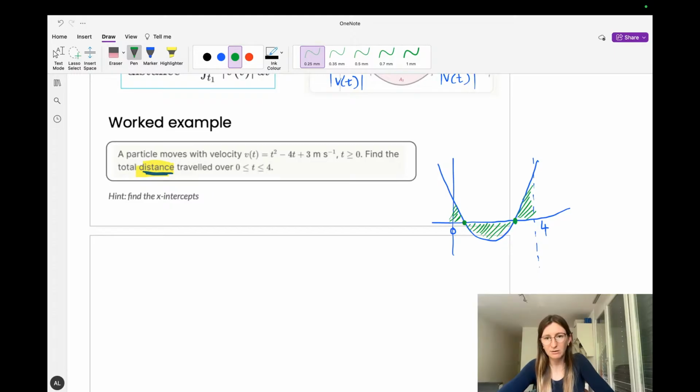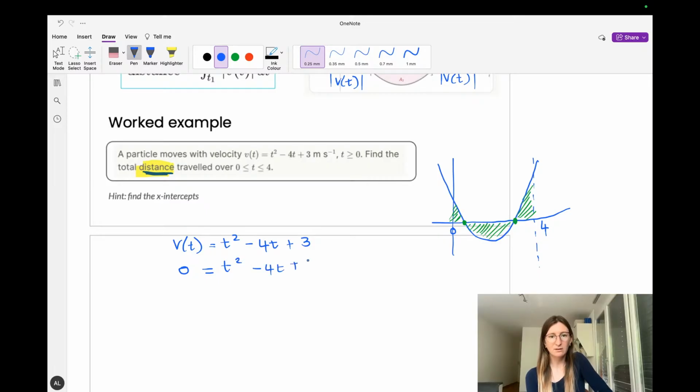I'm going to need to find from 0 to whatever that value is, from that value to that value, and then absolute value that part, and then from here to here. Because if I don't absolute value it, I'm going to actually end up subtracting this area, but I want the full area. So let's see my function. V of t equals t squared minus 4t plus 3. So to find these values here of where I'm going to take my interval from, I need to set my graph equal to 0, because those are just my intercepts. So hence find the intercepts.